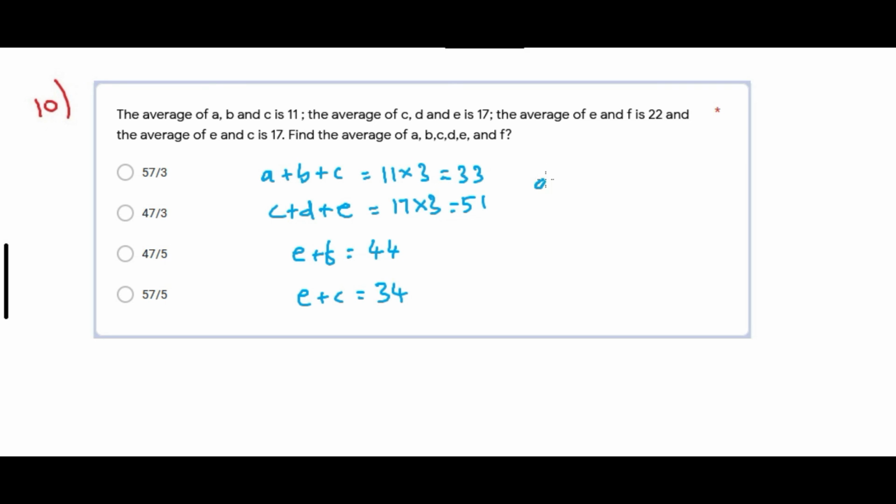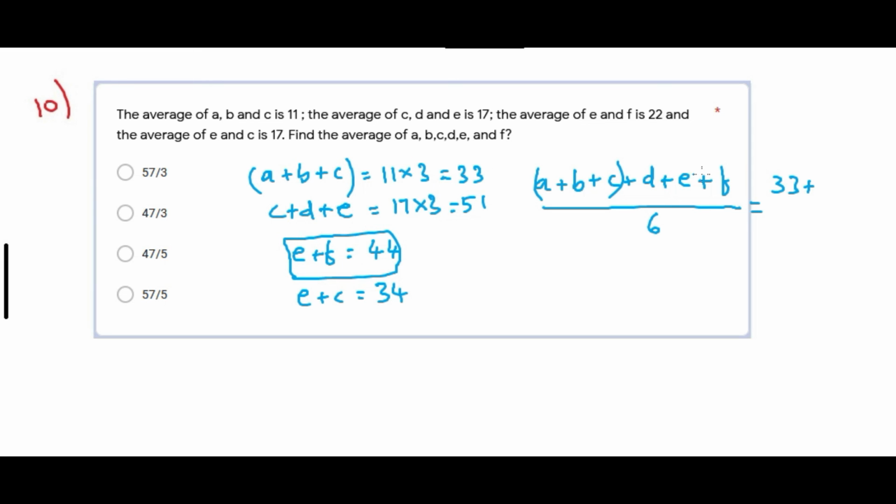Okay, so what is the final average? A plus B plus C plus D plus E plus F divided by 6 is equal to how much? So this is the question. So A plus B plus C is equal to 33. So let me write directly 33 for these three. D plus E. So D plus E is not there. E plus F is there, that is 44. So let me write it as 44. D plus 44 by 6.